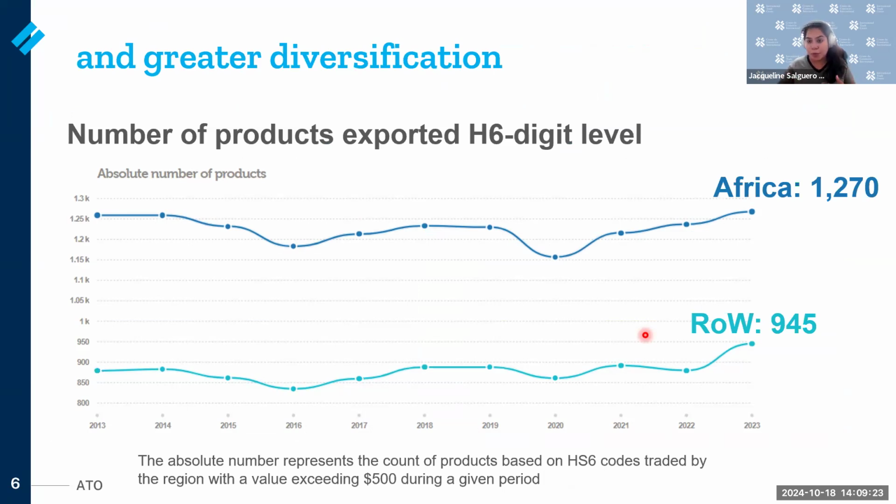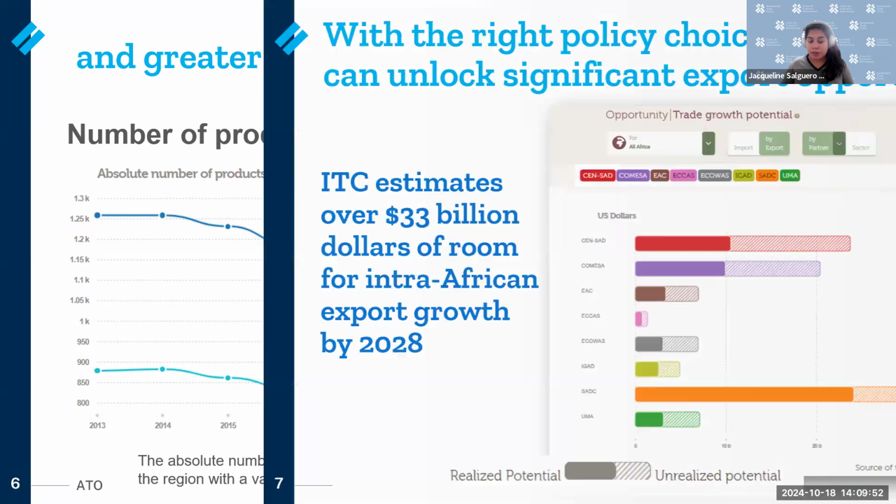And we know that for a product to be traded abroad, it needs to have a specific code. Based on this code, which is called the Harmonized System Classification, we know that when African countries trade with each other, they trade around 1,270 products as of 2023, compared to when they trade with the rest of the world, which is 945 products. So despite being small, it's more processed and more diversified. There are more products being traded within the African countries.